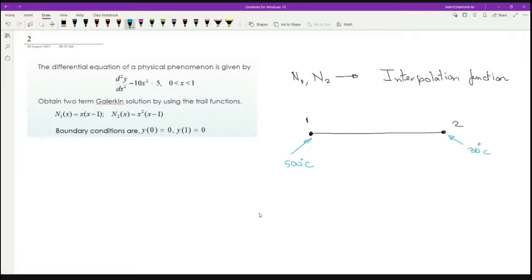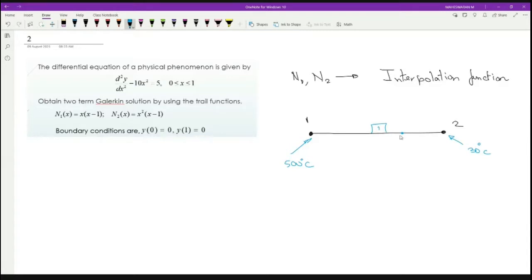So this I consider as one element. The thing is, I want to identify what is the temperature in between this element. I don't have that point. Actually, I have nodal points only on 1 and 2, so only at nodal points we can get the solution, not at intermediate points. That is not possible.